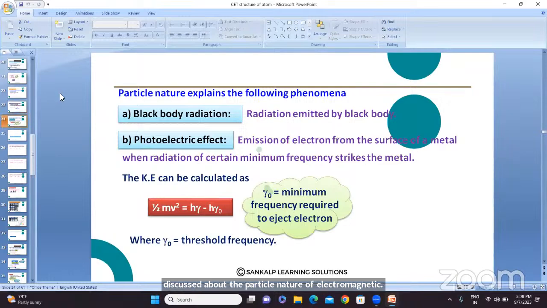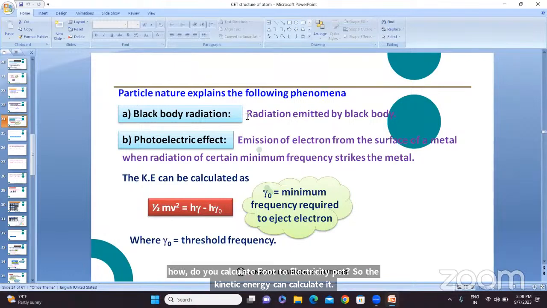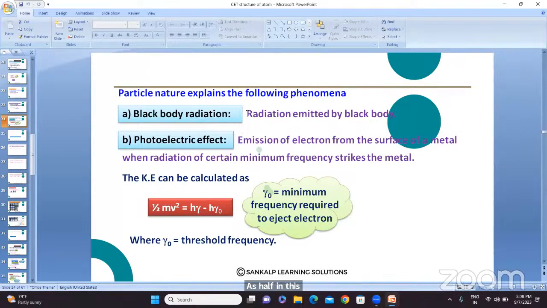The particle nature explains two phenomena: one is black body radiation and the other is the photoelectric effect. How do you calculate the photoelectric effect? The kinetic energy is half mv square equals h nu minus h nu naught, where nu naught is the minimum frequency required to eject an electron. It is called the threshold frequency.